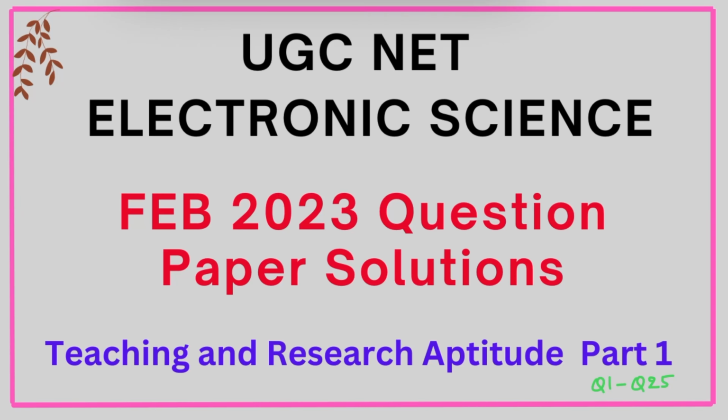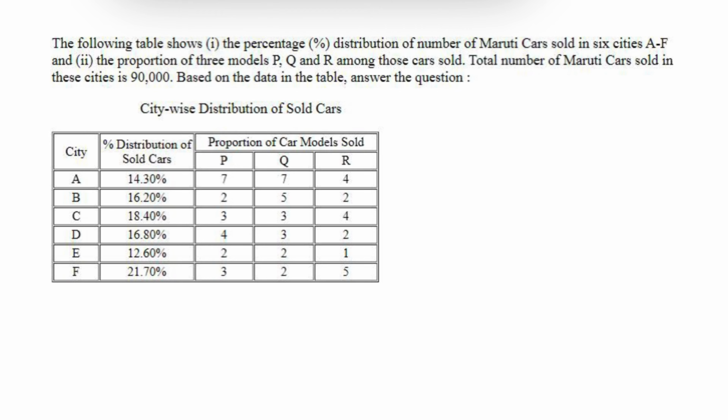UGC NET, Electronic Science, February 2023 question paper solutions, Teaching and Research Aptitude Part 1, from question number 1 to question number 25. Question number 1 to 5 is related to tabular column. The following table shows percentage distribution of number of Maruti cars sold in 6 cities A to F and the proportion of 3 model cars PQR among those cars sold. The total number of Maruti cars in these cities is 90,000. Based on the data in the table, answer the questions.